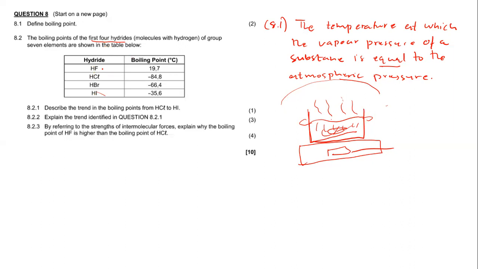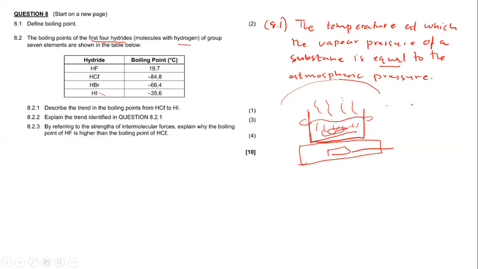Why do they say first? Because from the periodic table, the first element is going to be fluorine, chlorine, the following one will be bromine, and the following one will be iodine. Okay, so molecules with hydrogen of group 7 elements are similar in the table below. Now we have the first four hydrides. These first four hydrides have different boiling points.